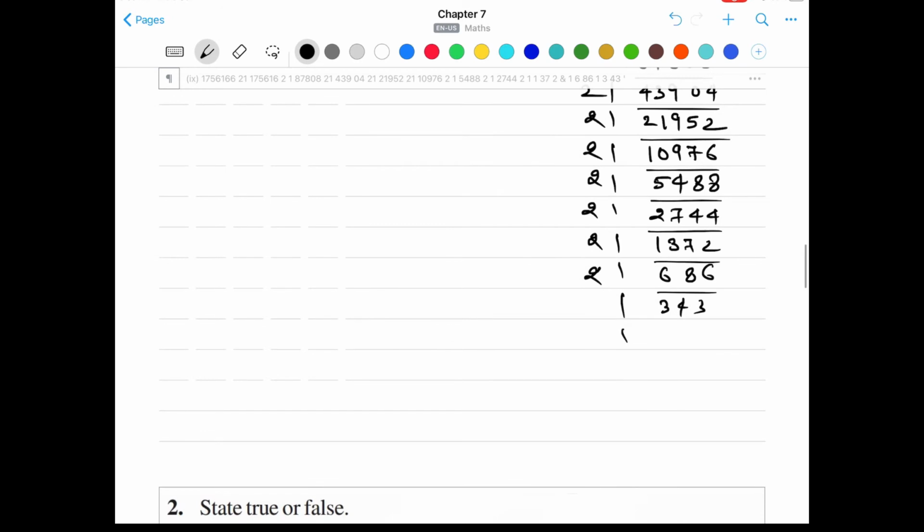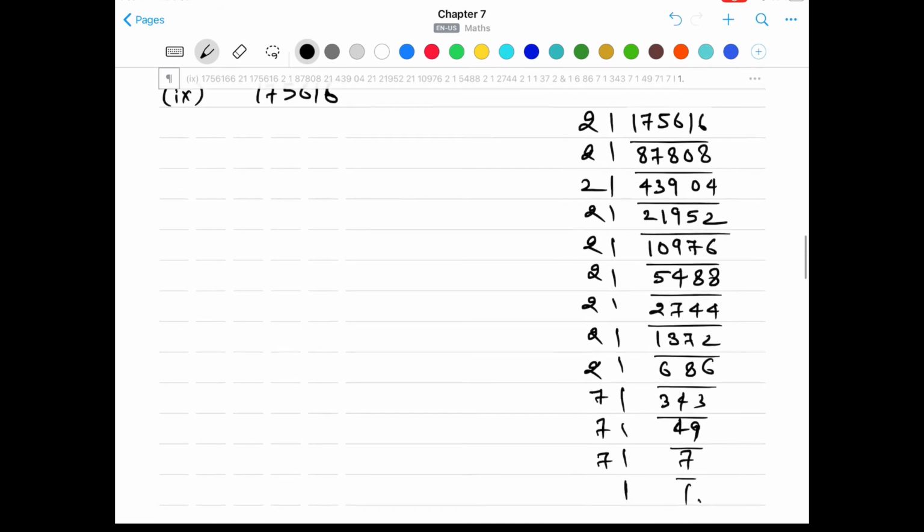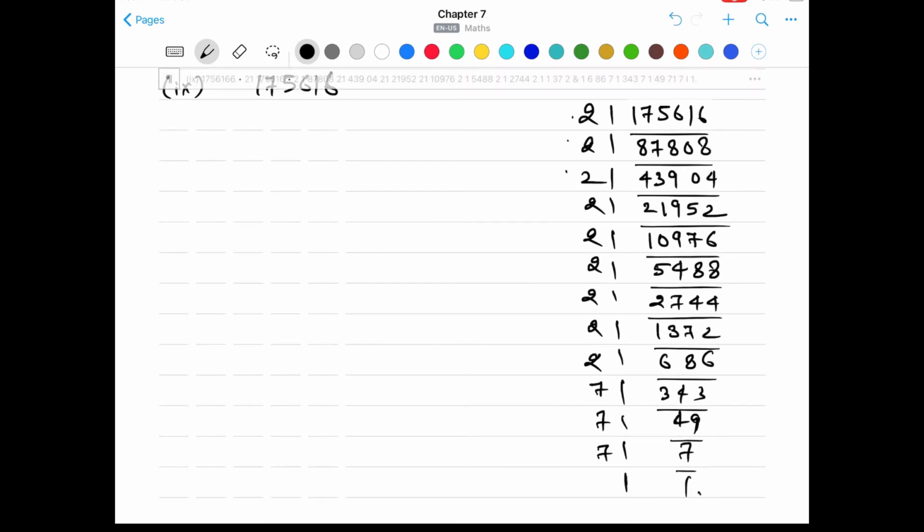Now this will not be divisible by 2. As you know, this 343 is the cube of number 7, so this can be divided by 7 now. So we'll get 49. Again dividing by 7 we'll get 7, and one more time dividing by 7 we'll get 1. The moment we get 1, we'll stop there. So let's count the number of 2's here. We get 1 2 3 4 5 6 7 8 9, and then 3 times 7.